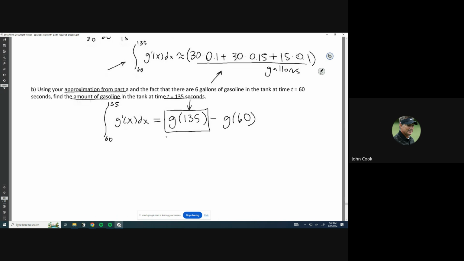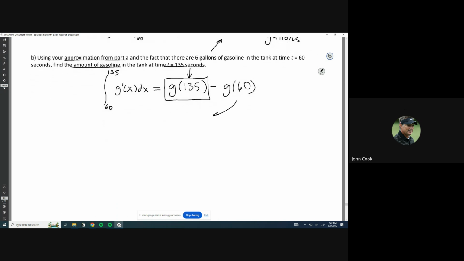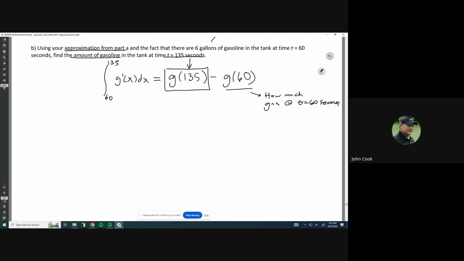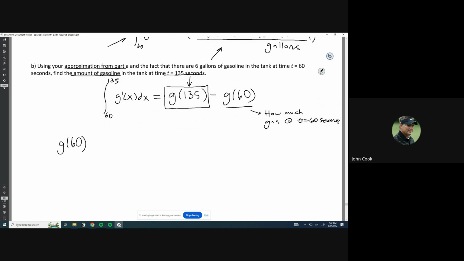So what we're going to do is add this part over. This g of 60. Because what does the g of 60 mean? Well, the g of 60 in context means how much gasoline at time t is equal to 60 seconds. Okay, seconds. So if I add that part over, g of 60, which we're told is 6 gallons, and then add that on to this integral from 60 to 135, then that should give me what I'm looking for, g of 135.